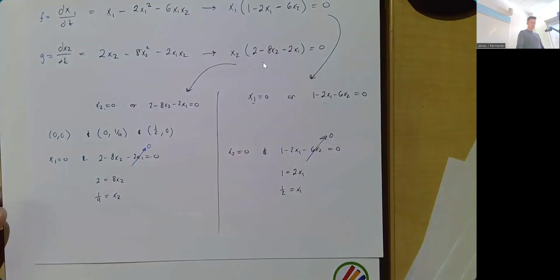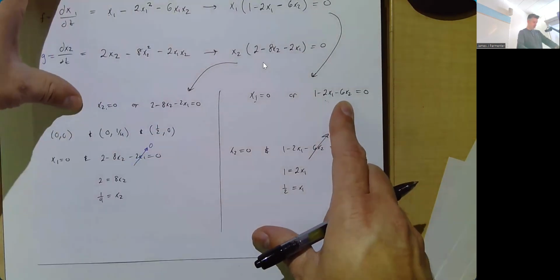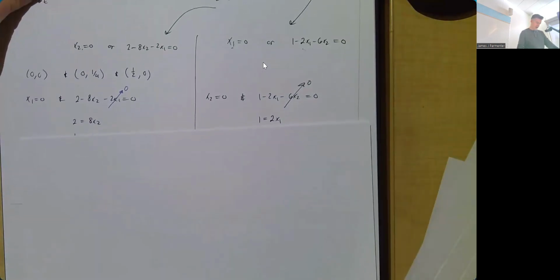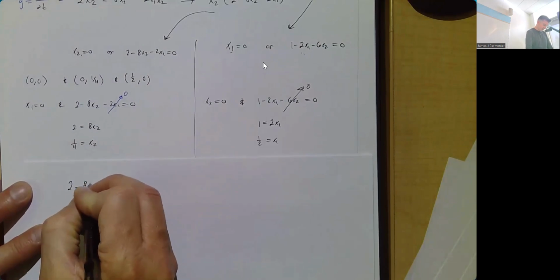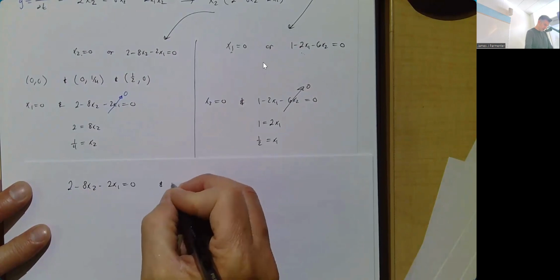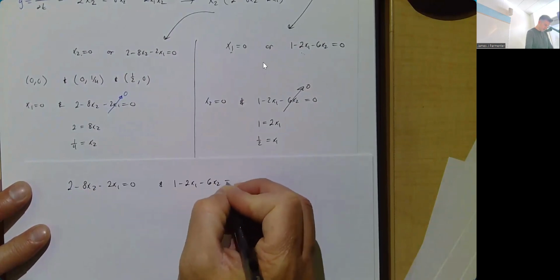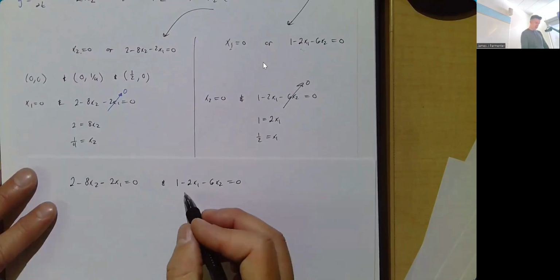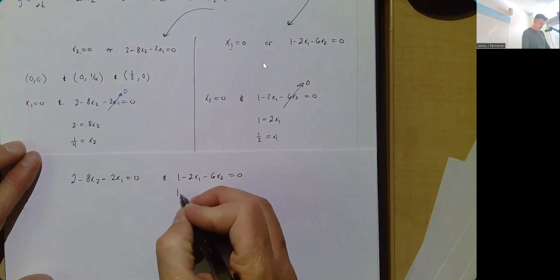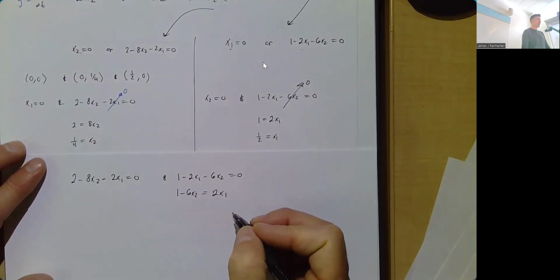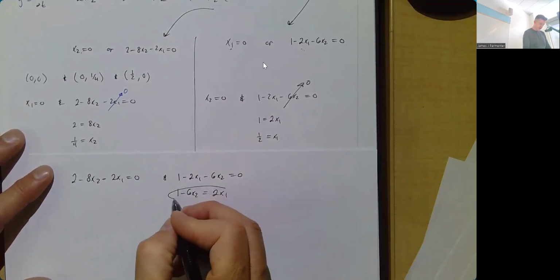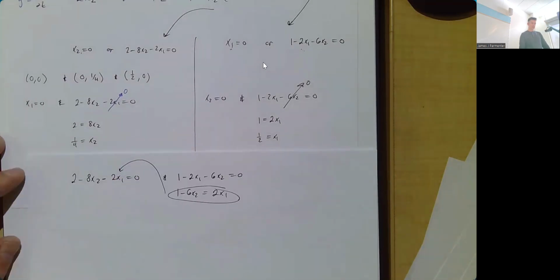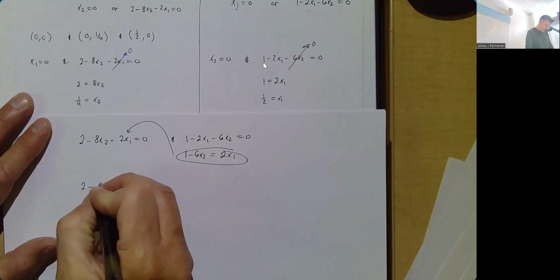And then finally, the one that's usually the most annoying is setting both of these two equation-y ones equal to 0. So we're going to have 2 minus 8x2 minus 2x1 equal to 0, and 1 minus 2x1 minus 6x2 equal to 0. I'm noticing that both of these equations have a minus 2x1 in them. So what I would probably do is, in this equation, solve for 2x1. Say, okay, 1 minus 6x2 is equal to 2x1. I'm not even going to divide by 2. I'm just going to take what 2x1 is equal to and substitute it in for 2x1 there. So then I'm going to have 2 minus 8x2 minus (1 minus 6x2) equal to 0, and then solve for x2.